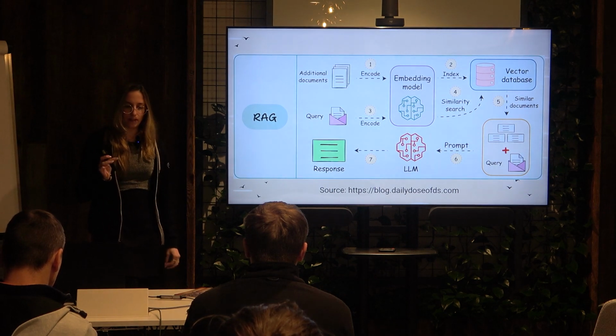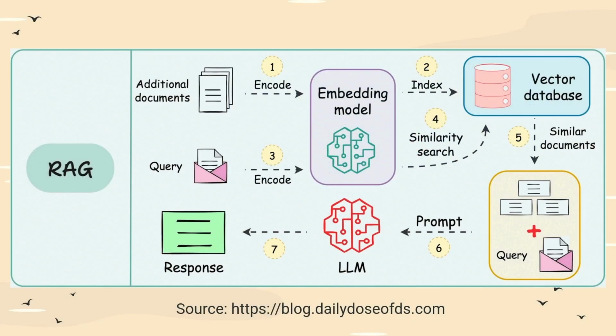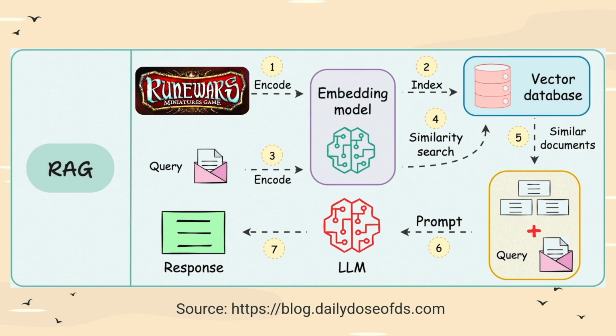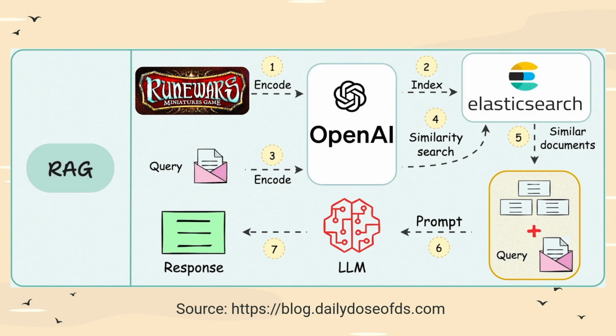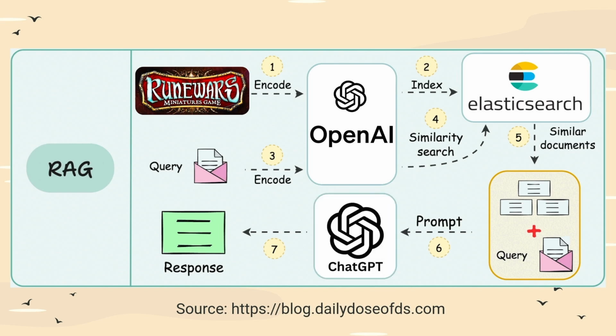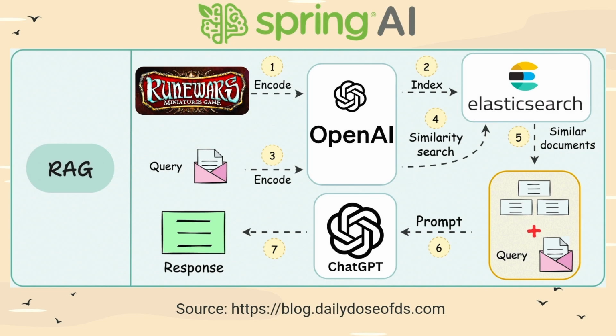Now we'll see how the tools integrate with the RAG model. So our additional documents will be the Wound Works manual, this one here, in a PDF online form. As vector database, we're going to use Elasticsearch, OpenAI as embedding model, and ChatGPT as LLM. Everything written in SpringAI.